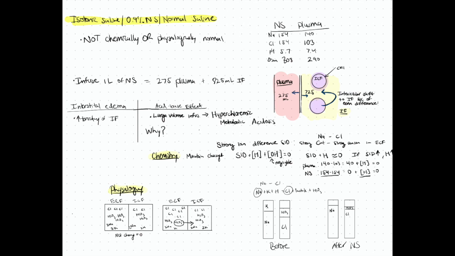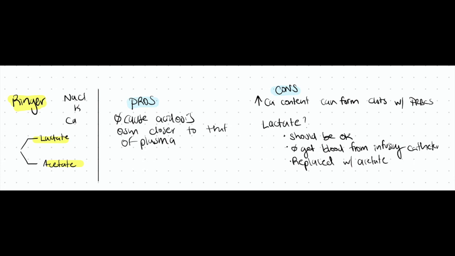You have too much negative stuff outside the cell. Increase in negative ions in the ECF needs to be balanced in the ICF. So you have an intracellular shift of bicarb. It moves from the ECF to the ICF. There's less bicarb to buffer the pH. So what do you have? You have all this chloride, and you move some bicarb, aka hyperchloremic metabolic acidosis. Done.